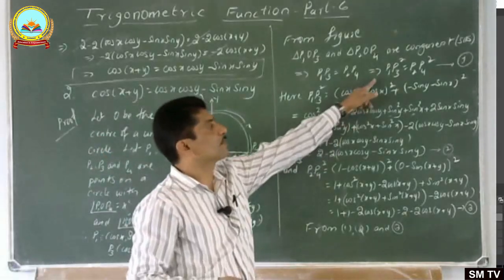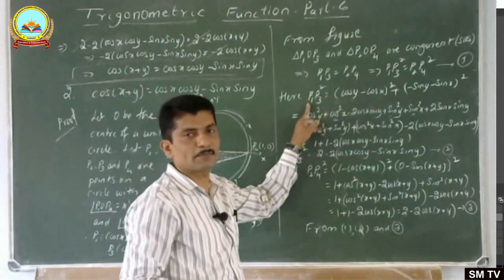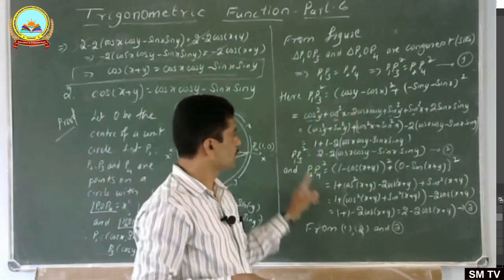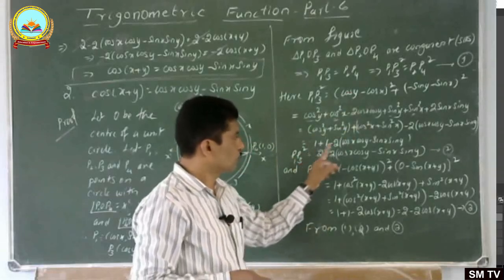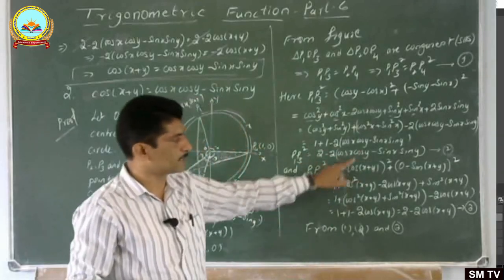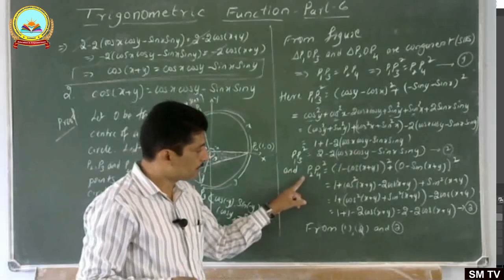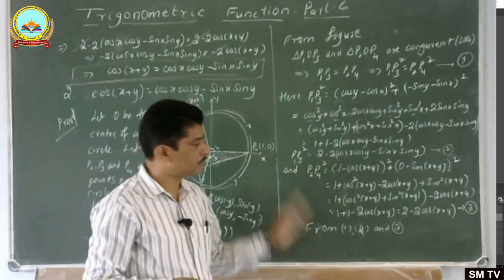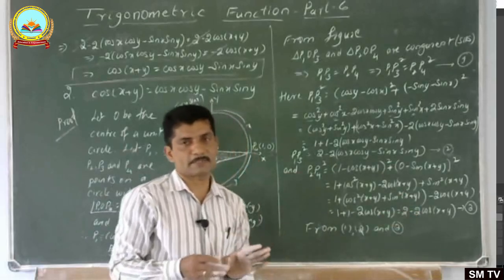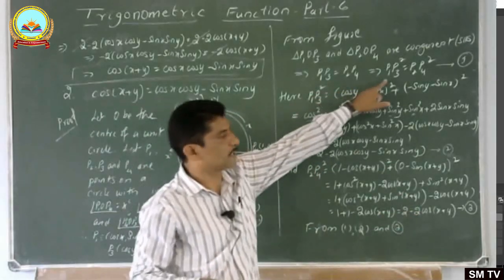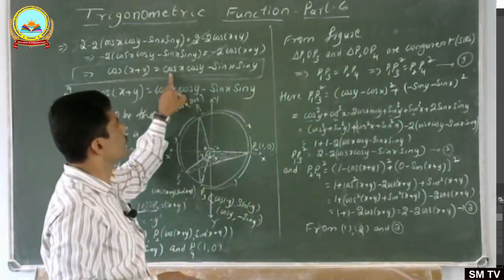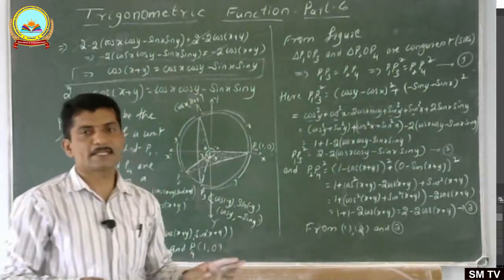Squaring, they are also equal. We separately find the value of P1P3 squared using the distance formula and simplify. You get the result 2 minus 2 times cos x cos y minus sin x sin y. Similarly, finding P2P4 squared using the distance formula, you get 2 minus 2 times cos of x plus y. Substituting these two results, you get cos of x plus y is equal to cos x cos y minus sin x sin y.